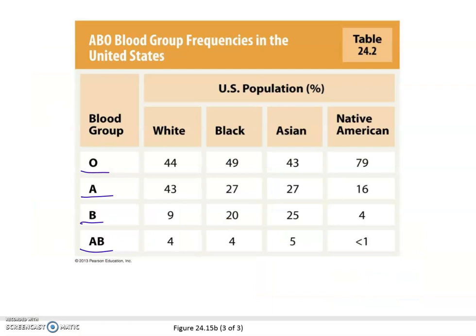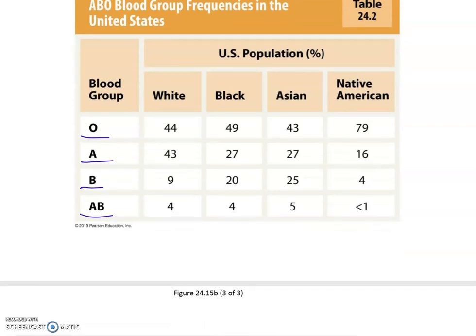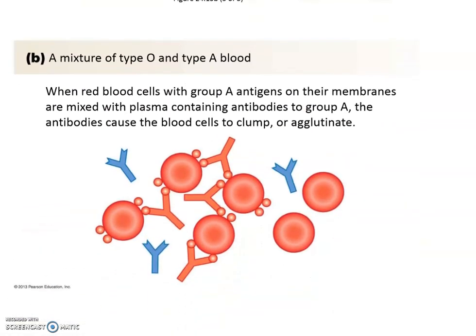Now let's take a look at this ABO blood group frequency table in the United States. The most common blood type is O, followed very closely by A. Then a lot fewer people have blood type B, and the most rare of blood types is typically AB, and you can take a look at the distribution by ethnicities, but we did this pretty much in the lab.